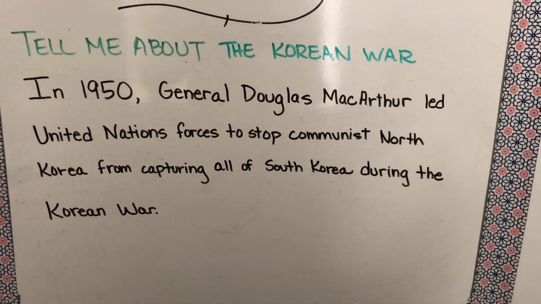This is CC, Cycle 2, Week 19 History. Tell me about the Korean War. So it starts off with in 1950. So you're going to assign a 50, so 5 and then 0.